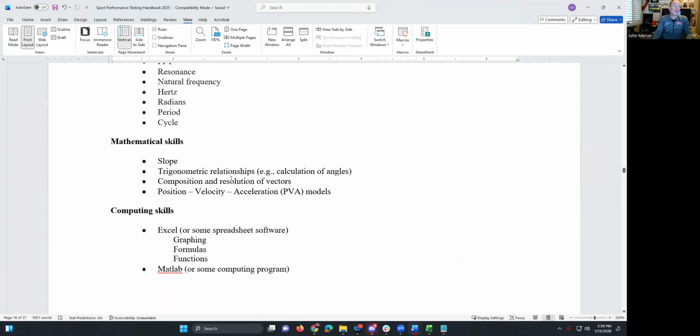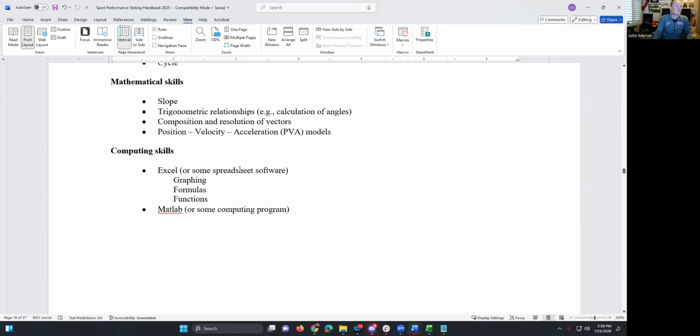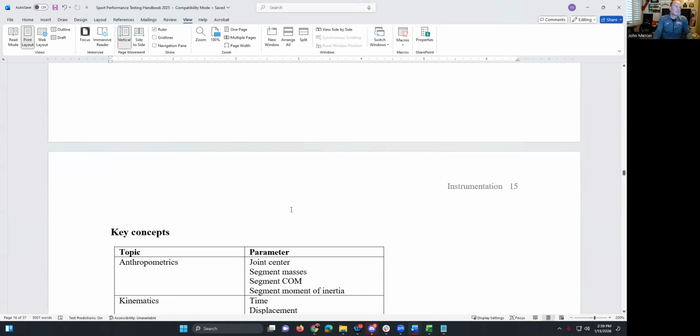And then some math skills. You want to know what the slope is. You want to have some trig functions and so forth. And we will use Excel, so make sure that you're comfortable in that or know where to get some resources on how to have some good skills. Anytime I give you an Excel assignment, I'll go through the steps involved with that. And then if you really enjoy this topic of testing and instrumentation, ultimately you're going to want to learn some programming. I put MATLAB here, but there's other languages that are developing that are really useful in sport performance testing. I put MATLAB because that's what we use in our research lab primarily.